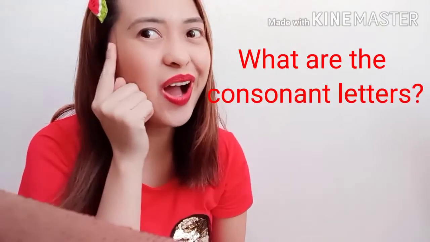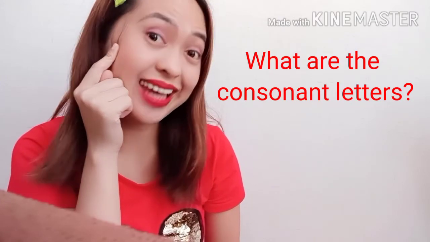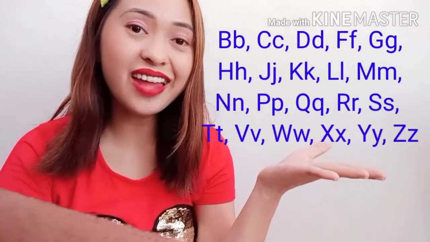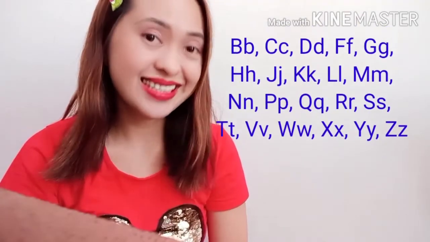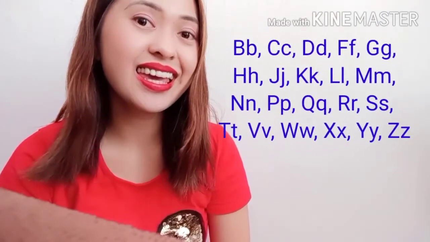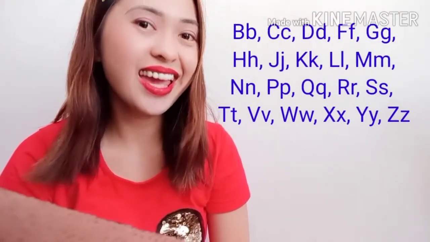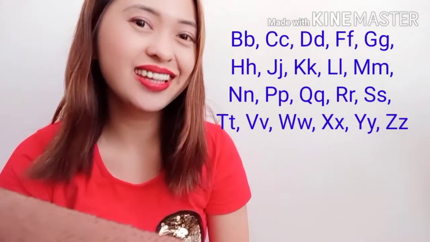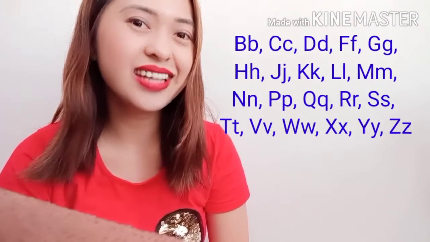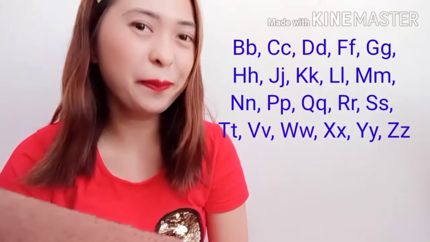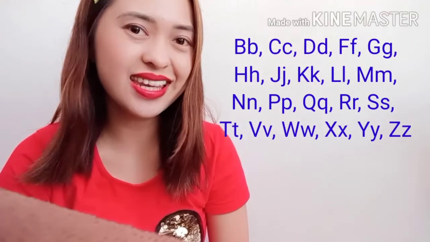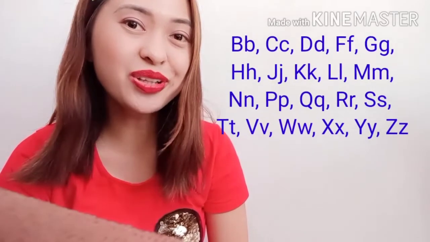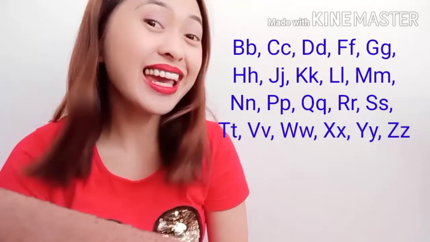How about the consonant letters? Can you tell me? Okay, let's say it together. The consonant letters are B, C, D, F, G, H, J, K, L, M, N, P, Q, R, S, T, V, W, X, Y, and Z.